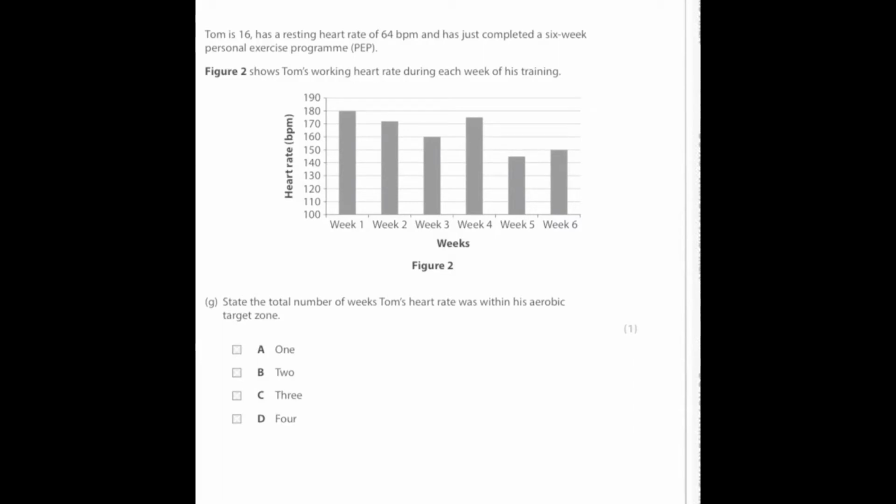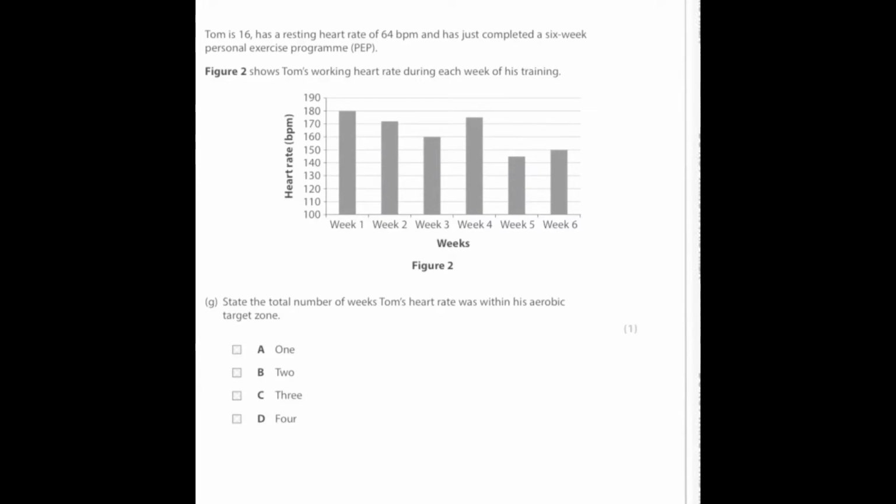Now your aerobic target zone is between 60 and 80% of your maximum heart rate. And we know that Tom is 16, so his maximum heart rate is calculated by 220 minus age, which in this case is 16. So Tom's maximum heart rate is 204. And to work out how many weeks he's in that training zone, 60 to 80%, you need to do 60% of 204, which is 122, and 80% of 204, which is 163.